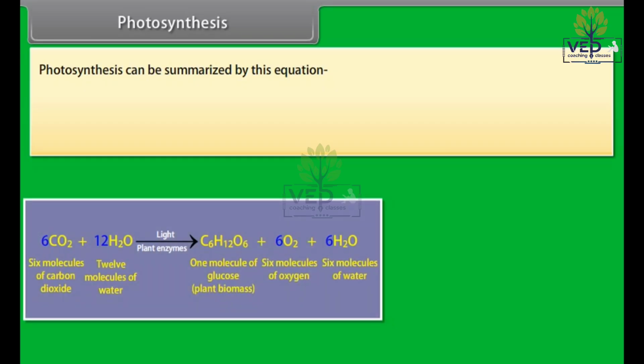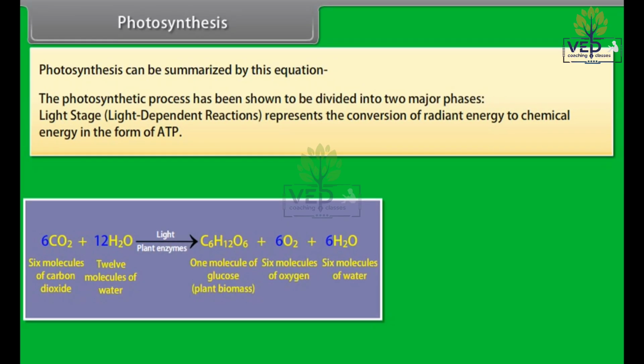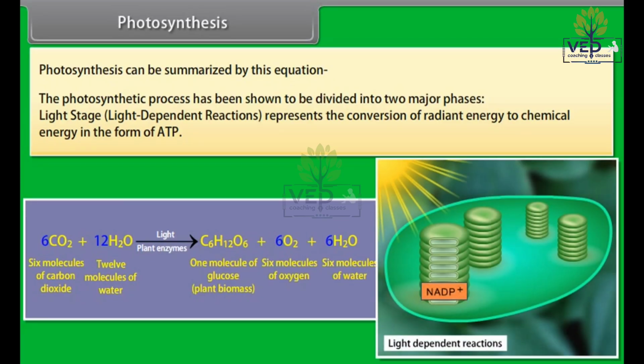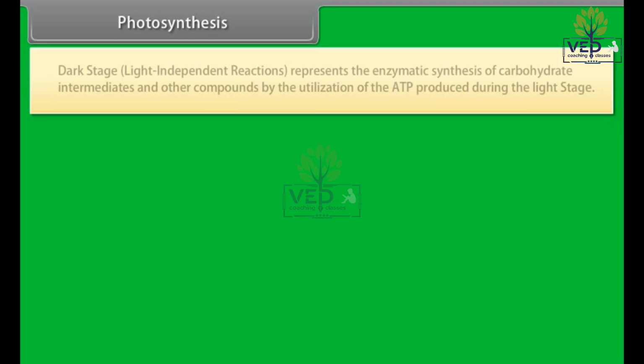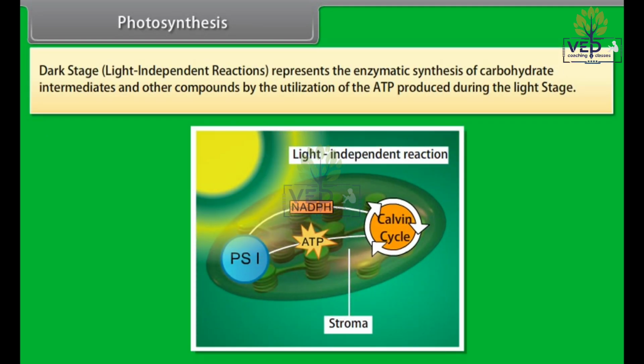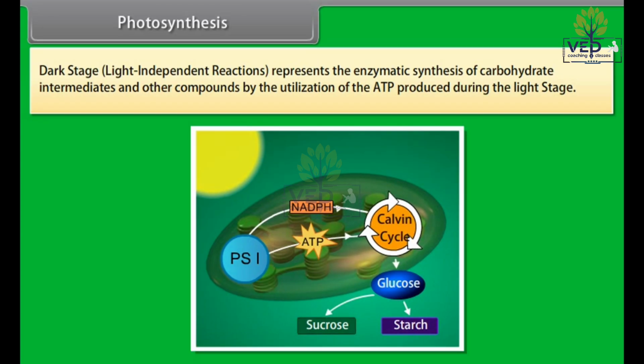Photosynthesis can be summarized by this equation. The photosynthetic process has been shown to be divided into two major phases. Light stage, light-dependent reactions, represents conversion of radiant energy to chemical energy in the form of ATP. Dark stage, light-independent reactions, represents the enzymatic synthesis of carbohydrate intermediates and other compounds by the utilization of the ATP produced during the light stage.